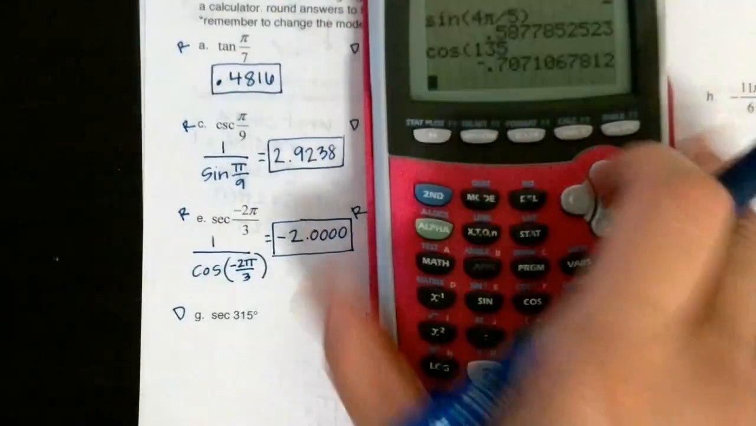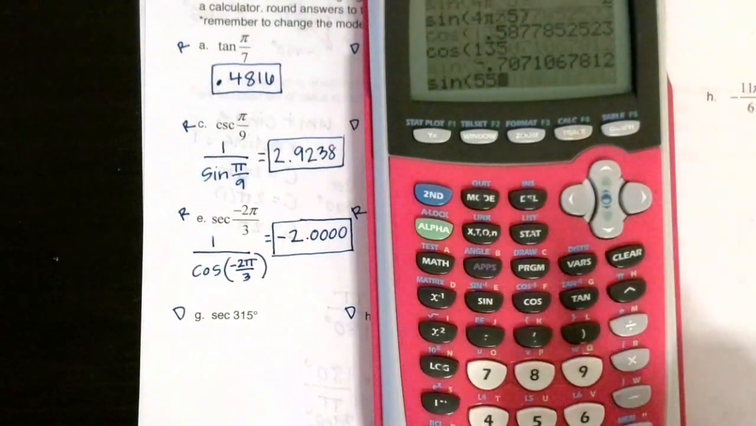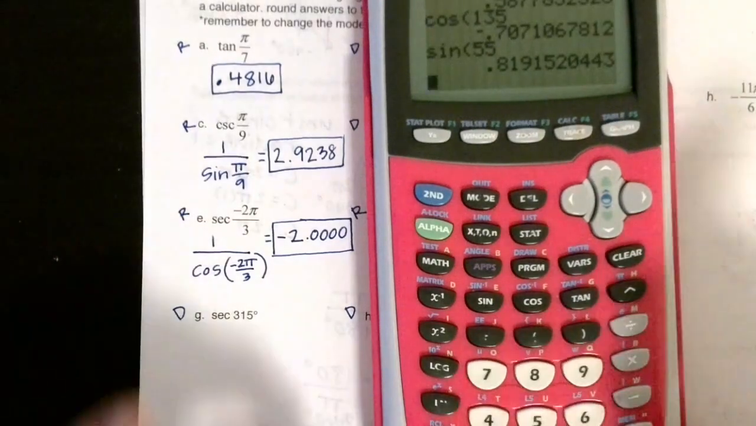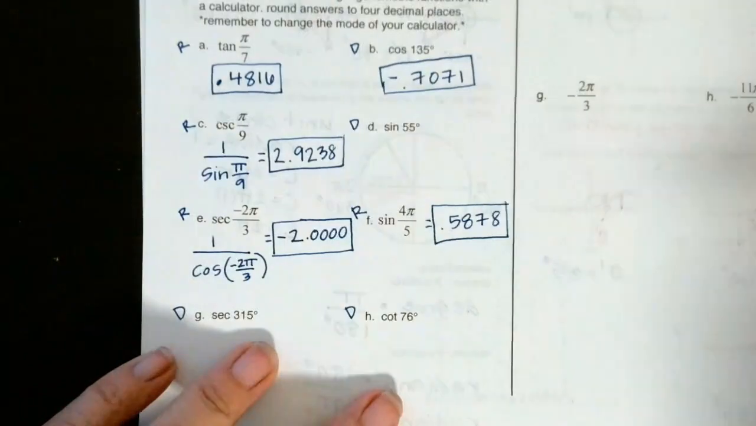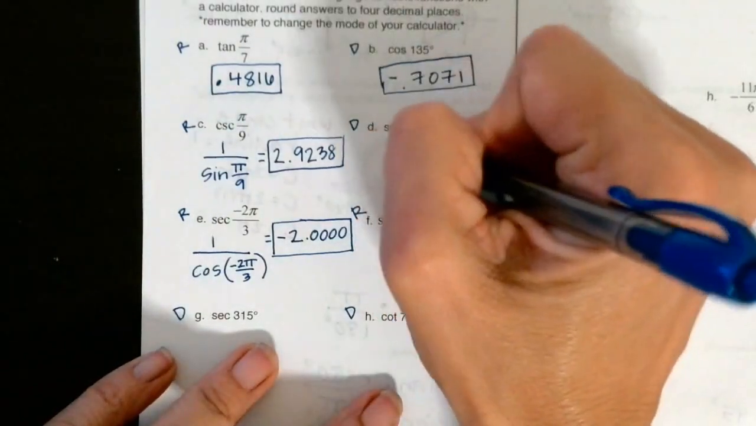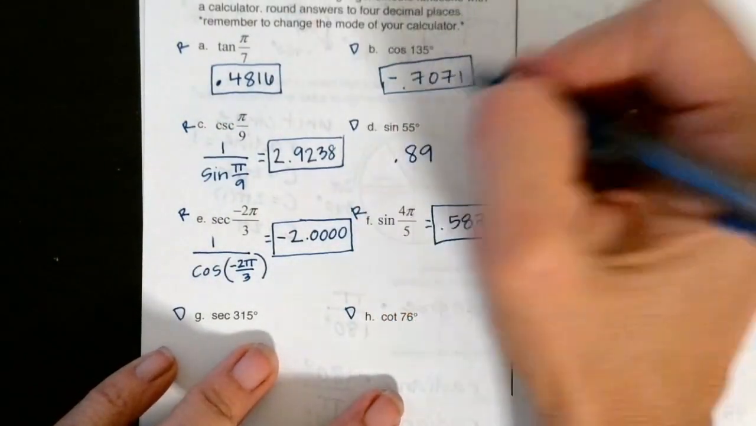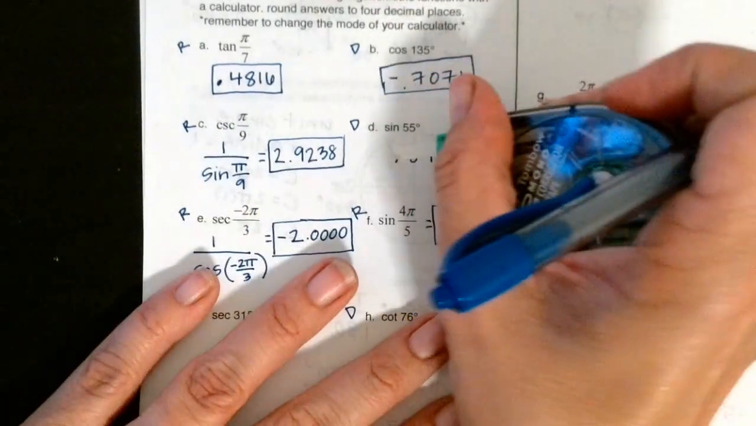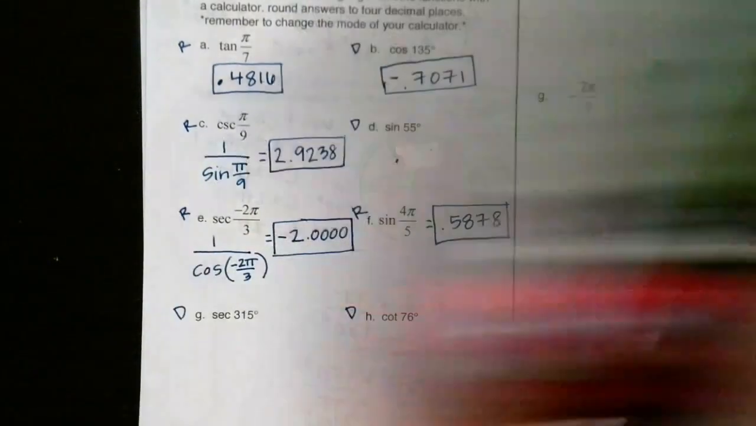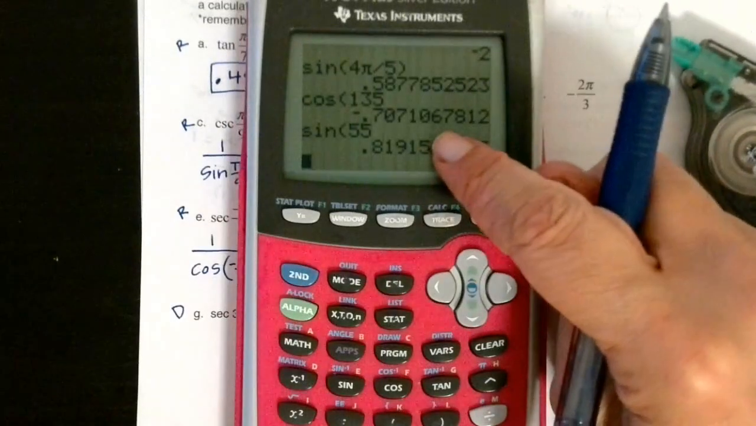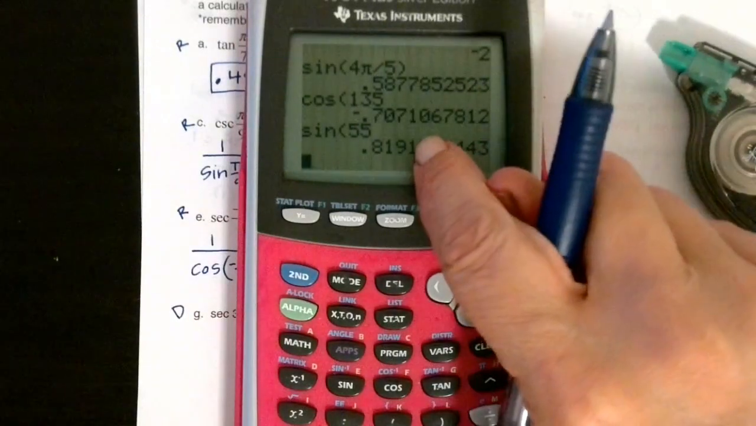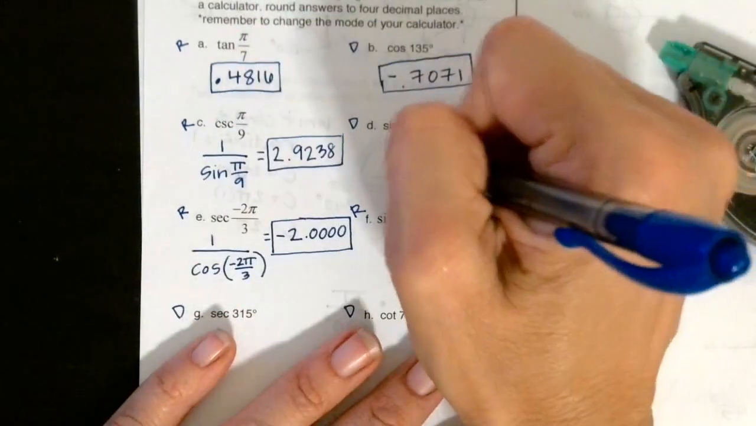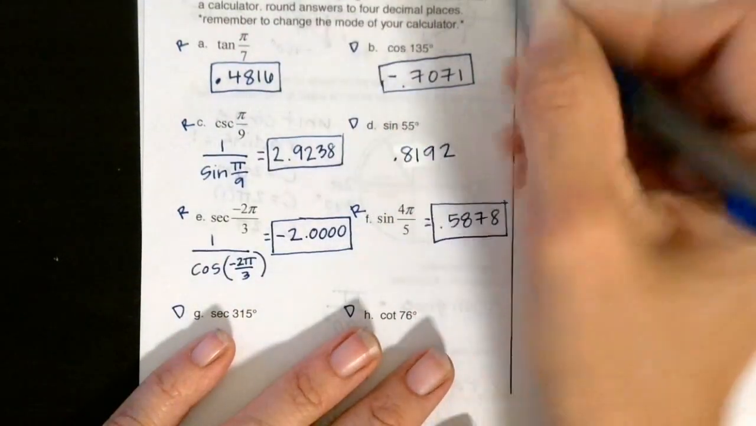Okay, sine of 55, still in degree mode, so we're good to go. So we get 0.8192. Some of you weren't doing a great job at your rounding. So make sure that you are looking at that carefully. We have to go to the 5th decimal place to make sure we round the 4th one properly. So 0.8192.